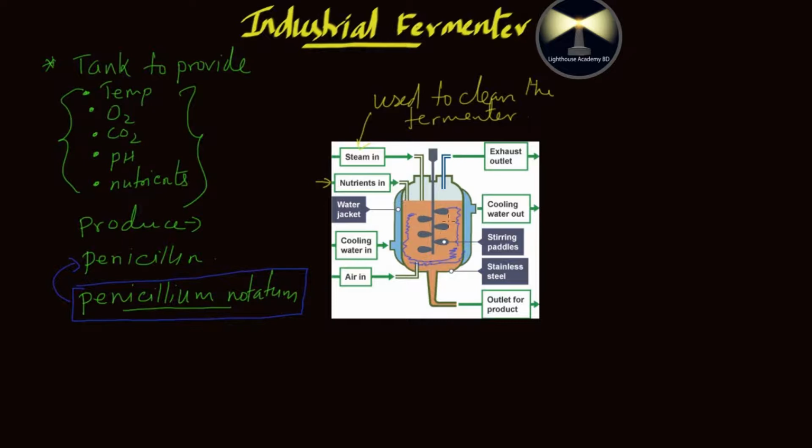Clear? So this is your mold of what? Penicillium notatum. Here Penicillium notatum is present and the nutrients, alright, on which the Penicillium notatum will feed and produce what? Penicillin in an efficient way. Understood? Now this is done. Now let's go for this.